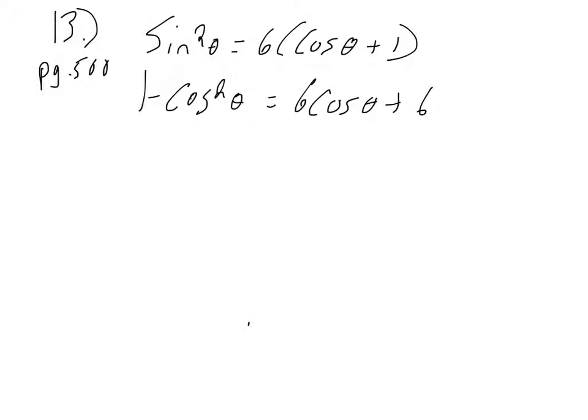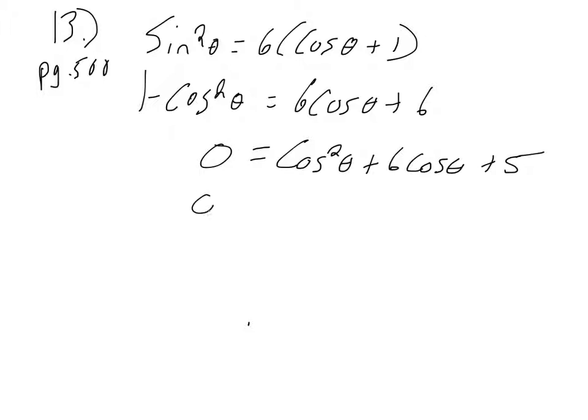Right, and then distribute the 6. And now we have a quadratic trigonometric equation. So put the cosine squared theta over here plus 6 cosine theta, and then 6 minus 1 is 5, equals 0. And so we want to go ahead and factor that now.